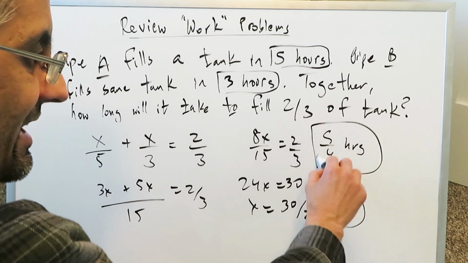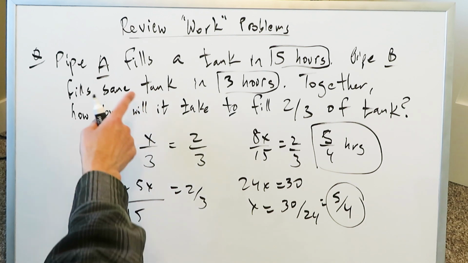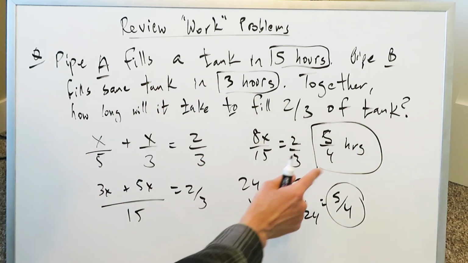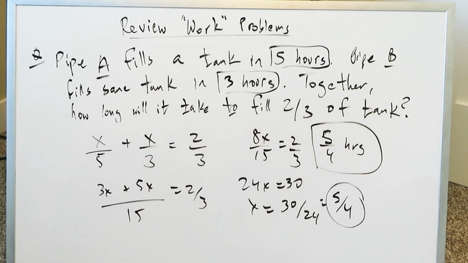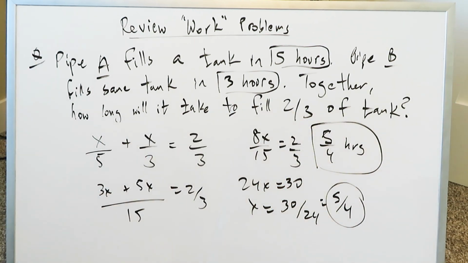Working together at their individual respective rates. Pipe A doing the job in 5 hours, pipe B doing it in 3 hours. Together they were doing 1.25 hours. Or you can say 5 over 4 hours, but they would not fill the whole tank, they'd only do 2/3 of the tank. Anyhow, this question has been solved. Let's look at number 2.